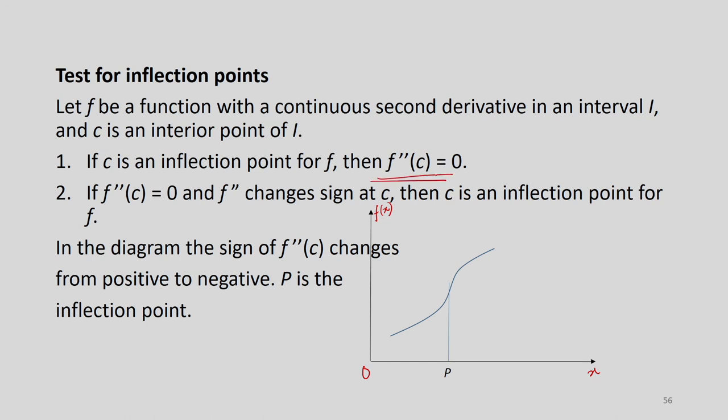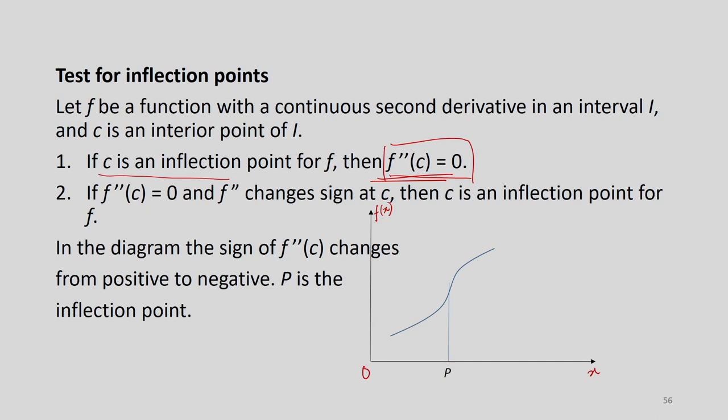Notice this is a necessary condition. If c is an inflection point, then f double prime of c is equal to 0, which means if f double prime of c is not equal to 0, then c is not an inflection point for f. That makes condition one, written here, a necessary condition. It is not a sufficient condition. Now, you might be wondering why we are focusing on this particular form of a condition, f double dashed of c is equal to 0.